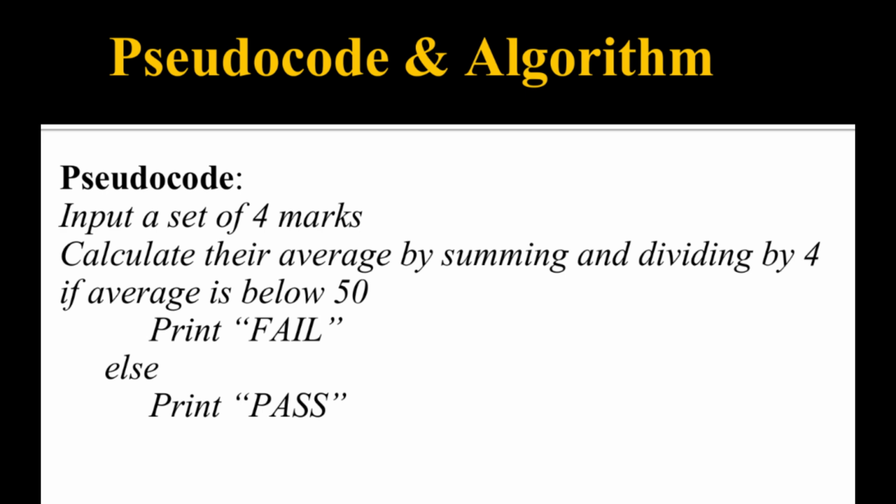Now first we make the pseudocode. We input a set of 4 marks. Then we calculate the average by dividing by 4. If the average is below 50, then print fail. If the average is above 50, then print pass. We use if in this program.